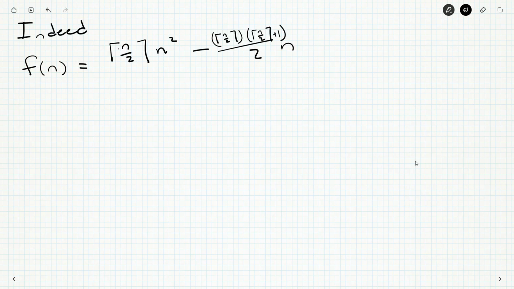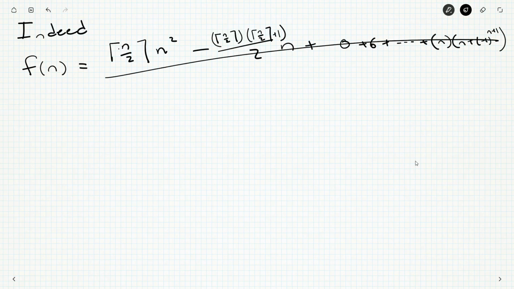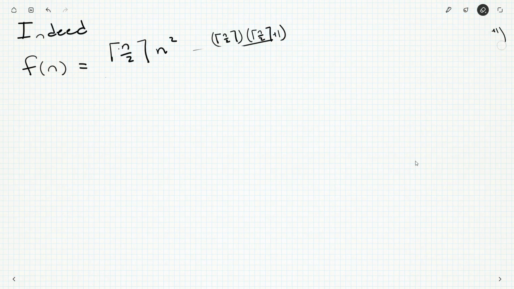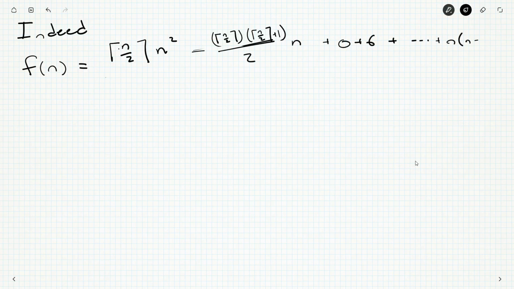I'm going to sort of fact check this in a moment. Plus 0 plus 6 plus all the way up to plus n times n plus (-1) to the n plus 1. I would like to also comment that this is taking so long, I feel like there should be a faster way to do this question, and I would love to see what their solution is. But as a rule, I don't look those up while I'm writing up my own solutions.